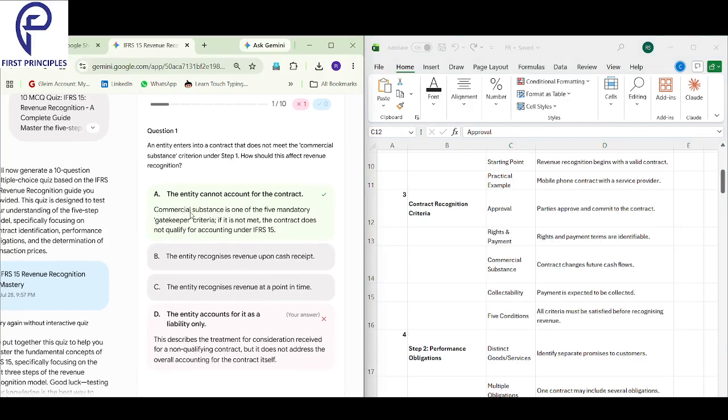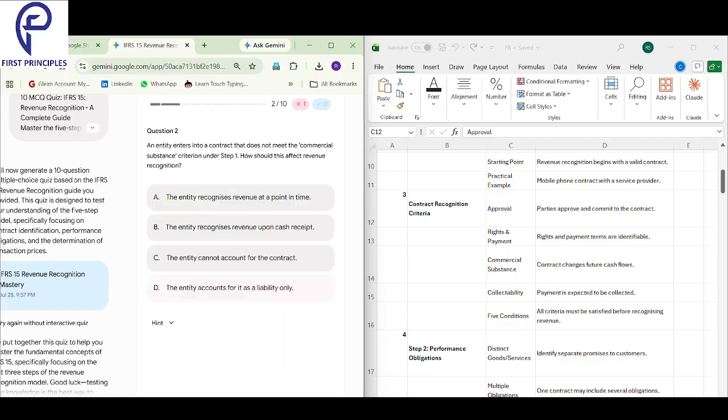Okay. So commercial substance is one of the 5 mandatory things. If not met, the contract does not qualify. So here it's written that all the criteria must be satisfied before recognizing revenue, right? So if they're saying this is not satisfied, you shouldn't recognize revenue. Okay. Let's look into the next one.